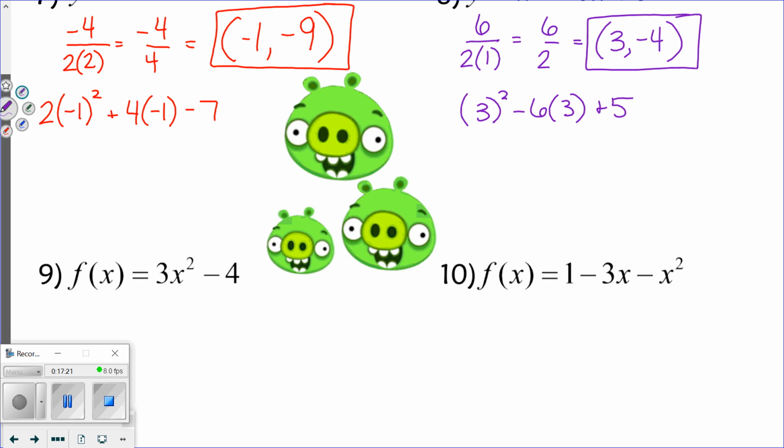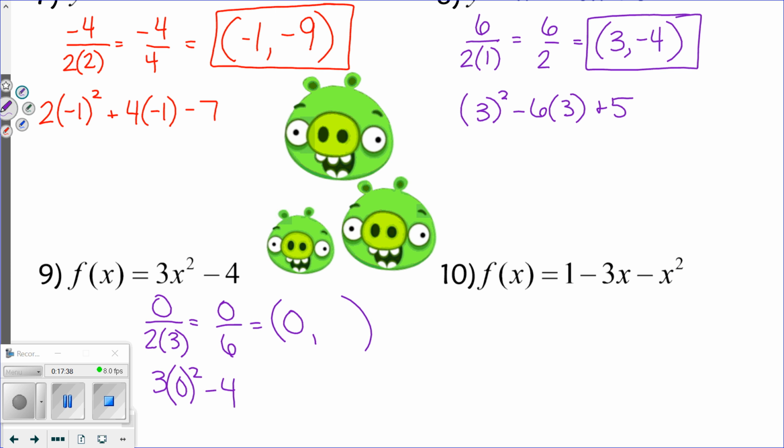So negative 0 is just 0 over 2 times a, which gives you 0 over 6, and 0 divided by anything is just 0. All right, so then to find the rest, 3 times 0 squared minus 4 is just negative 4. So just be aware, anytime you're missing a variable, it's a 0. Don't just leave it blank. You need to put a 0 in there.